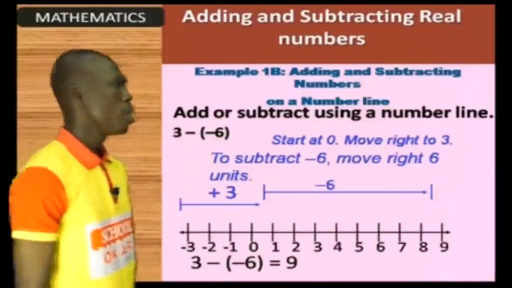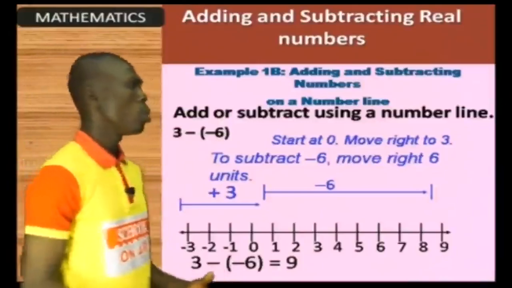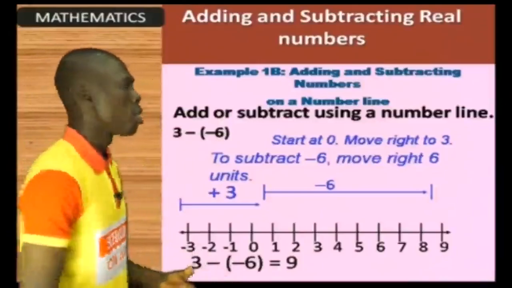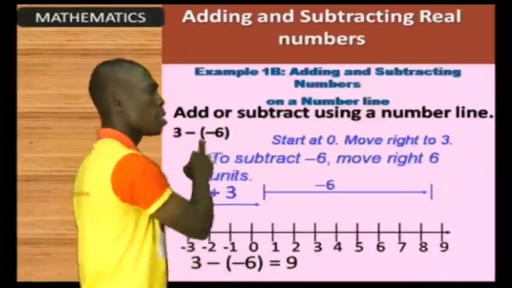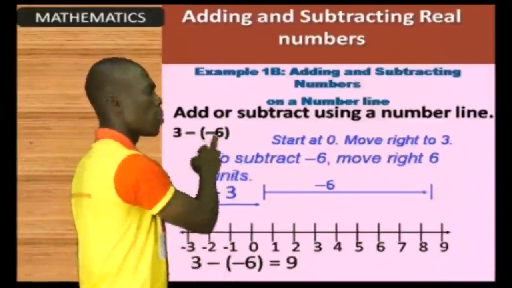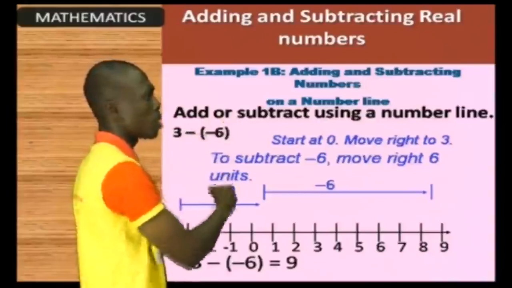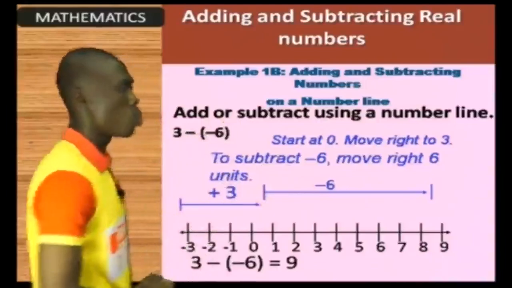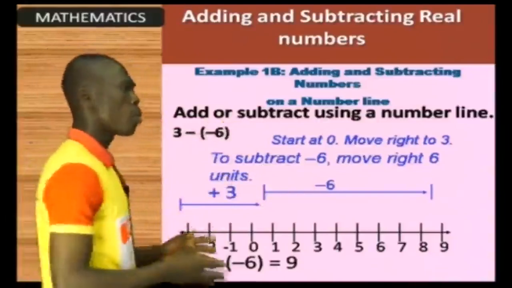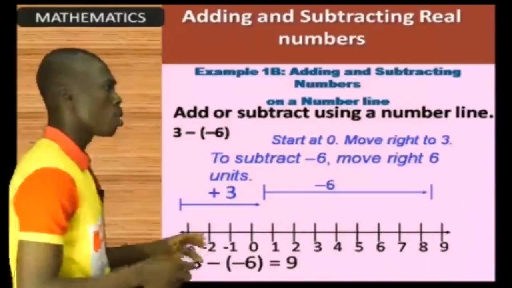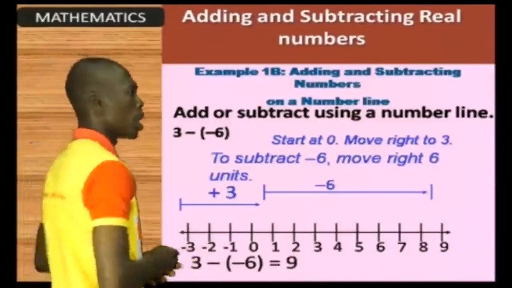So normally what you do in your algebra is you try to open the parentheses, and then you multiply this by this. It gives us what? It gives us plus, and then you say 3 plus 6 gives you 9. That's what we do normally in our algebra. All right, but we're trying to model this on a number line. We want to see how this can be done on a number line.